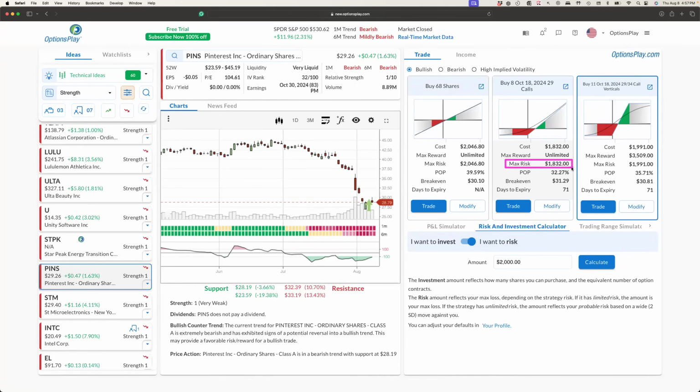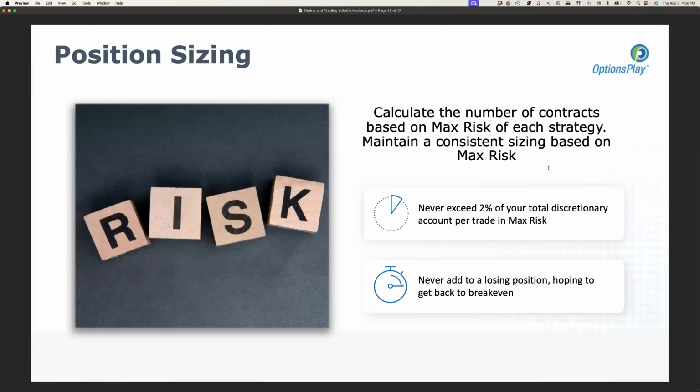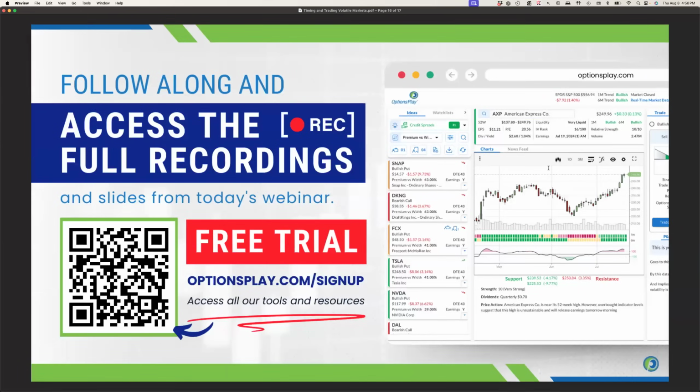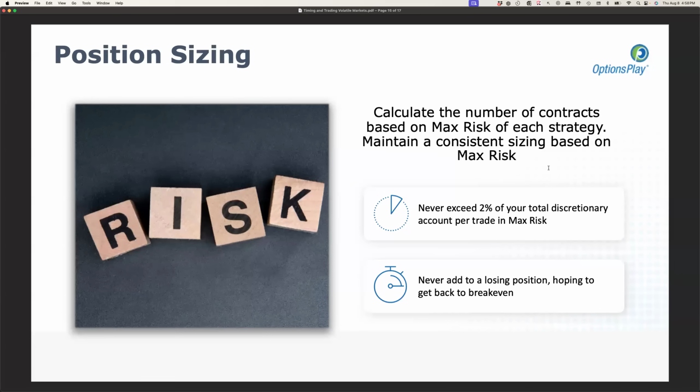I can't stress enough how many times I see, when things get volatile, people panic and they trade all types of strategies to try to make their capital back. And in doing so, many times they don't factor in some of the more important things like their risk tolerance and their rules for the number of contracts. So it's an incredibly important tool that's available to you here at OptionsPlay to help you find the right position, the right contract size. And then lastly, never add to a losing position.